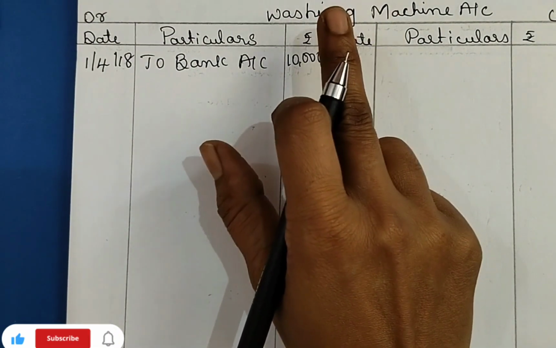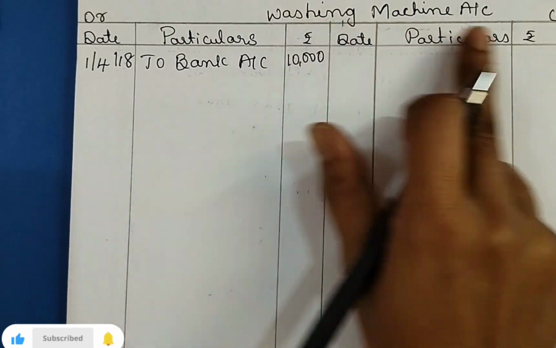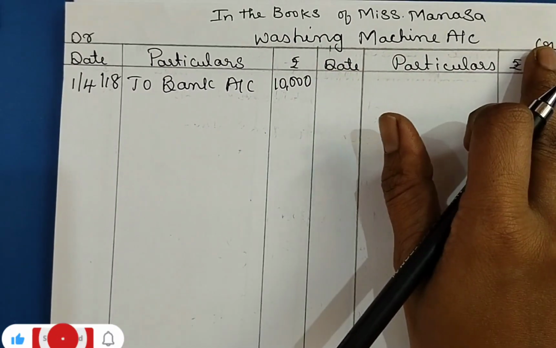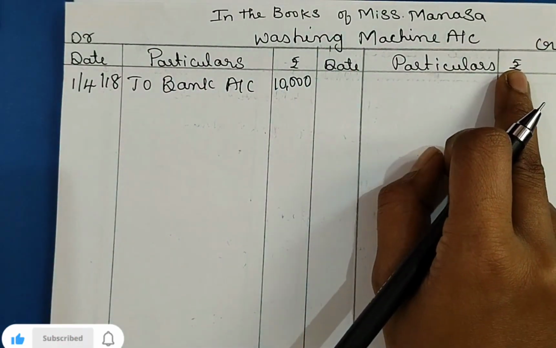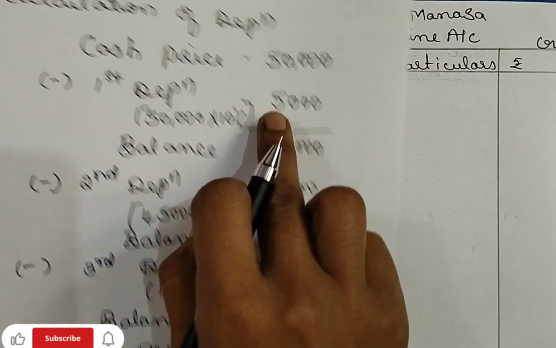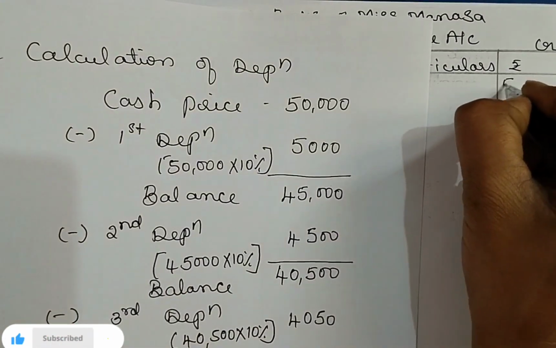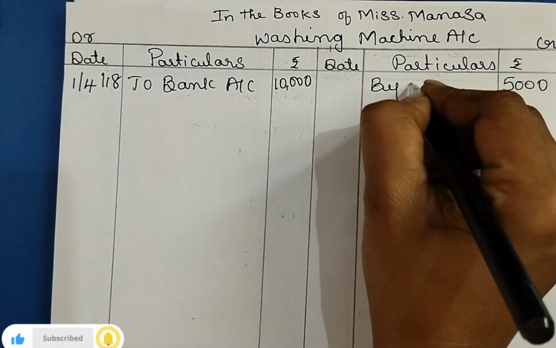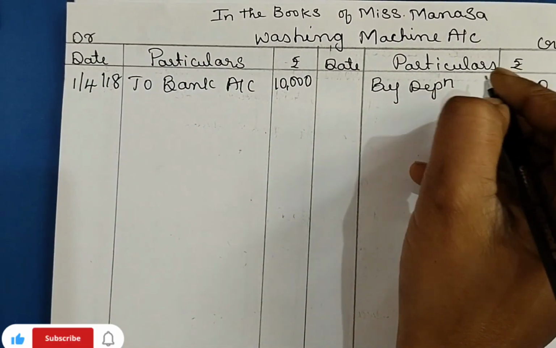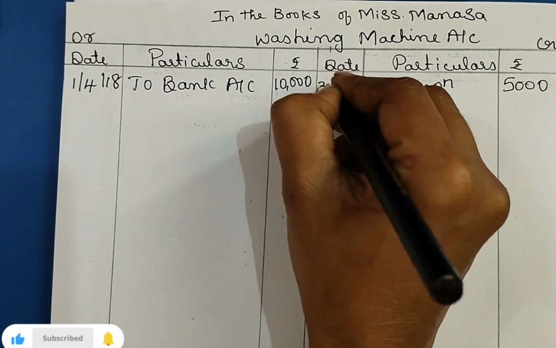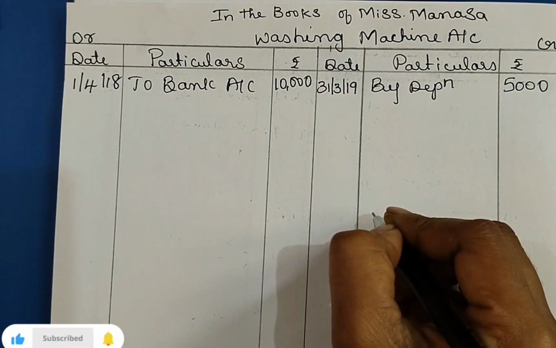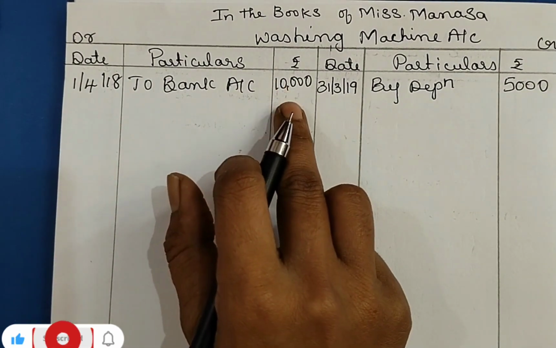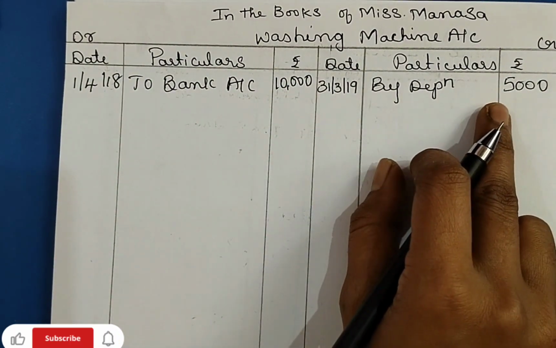And for washing machine we are charging depreciation. So depreciation account debtor to washing machine account. Washing machine account we credited, right? So credit side under washing machine account, what is the depreciation for first year? 5,000. That 5,000 here we are recording by depreciation account. This we are charging at the year end, right? On 31st March 2019.